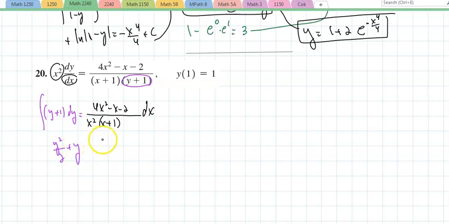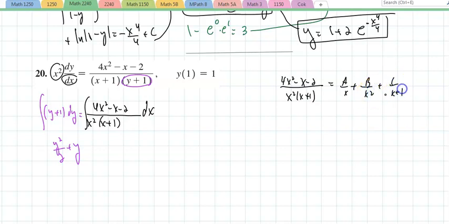That's not that big of a deal. The right side is a different story. Partial fraction decomposition again. That happens a lot. So if I take 4x squared minus x minus 2 divided by x squared times x plus 1, that is A over x plus B over x squared plus C over x plus 1.